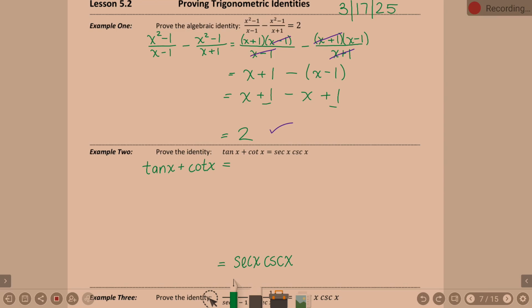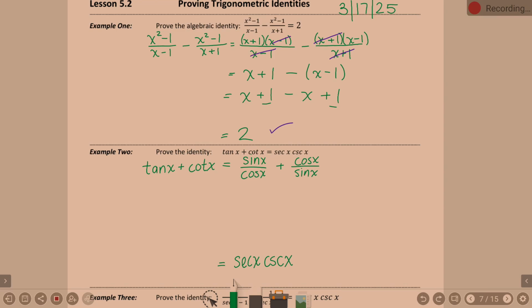Okay, let's try it. Tangent is what? According to our quotient identity, it is sine x over cosine x plus cotangent, which is cosine x over sine x. Okay, so we've taken that first step of changing everything to sine and cosine. It doesn't really look like I'm any closer to my final answer, does it?